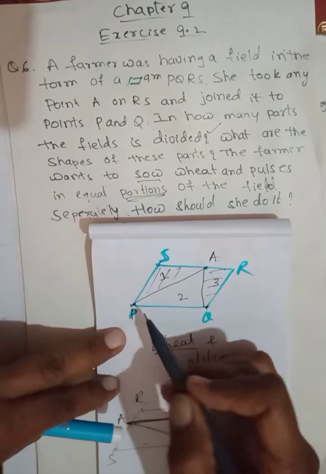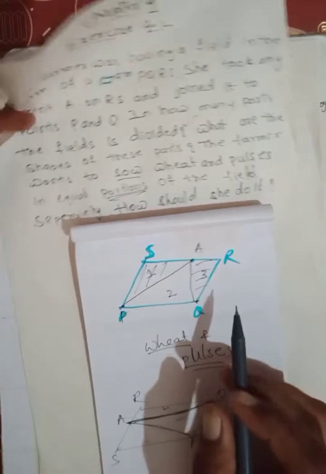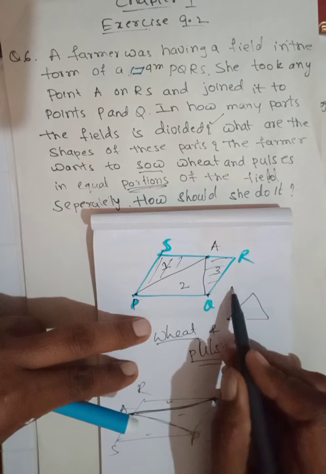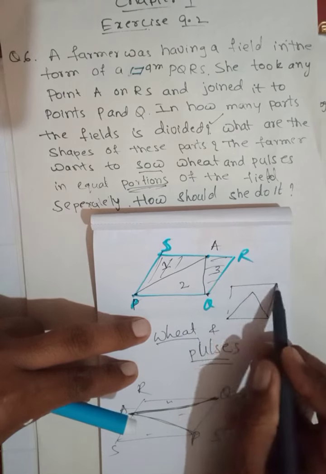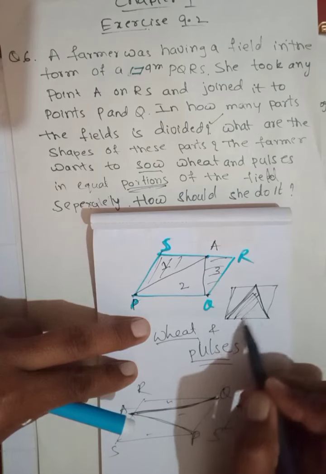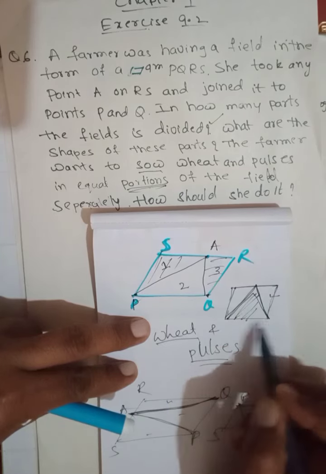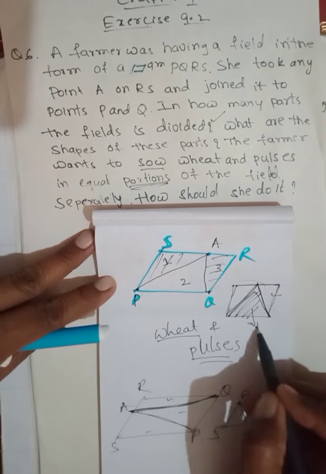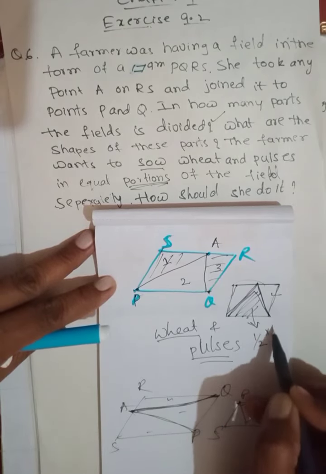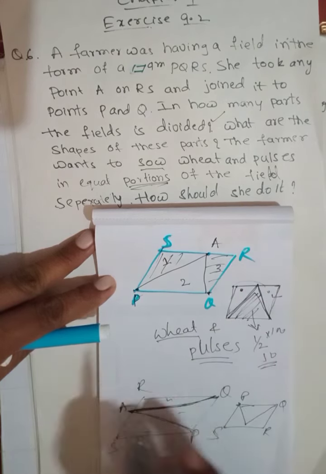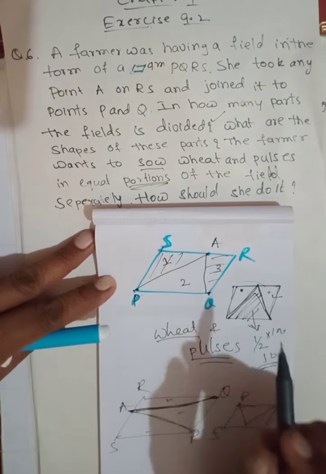Generally we go with this one only, PQRS, and we know that a triangle and a parallelogram, if they are standing on the same base and between the same parallels, then the area of this triangle is half the area of this parallelogram. Suppose the area of the parallelogram is 100 square centimeters, then the area of this triangle is half of that 100, that is 50 square centimeters. Obviously the remaining portion is 50.